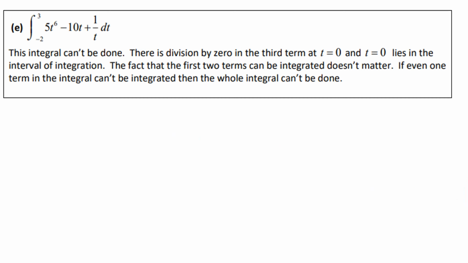The last problem, if you look, we're integrating from minus 2 to a positive number, and so you see 1 over t blows up there because you can't divide by 0. So this integral, again, can't be done. You can't divide by 0, and 0 is in the interval of integration. The fact that the first two terms can be integrated doesn't really matter. It blows up, and the entire integral cannot be done.